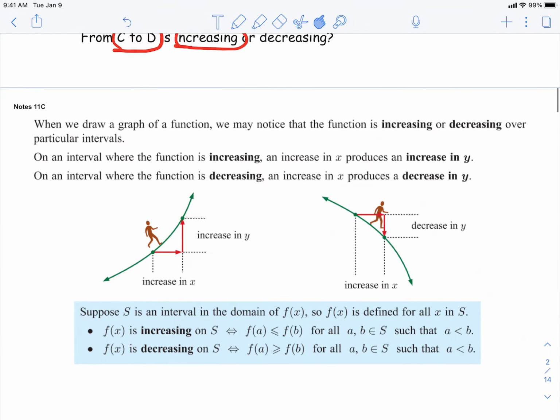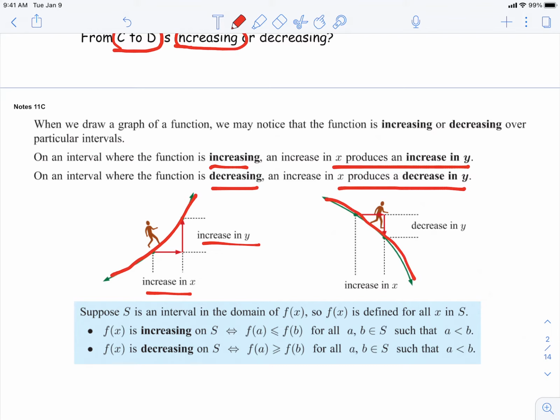When we graph a function, we may notice that the function is increasing or decreasing over particular intervals. So when it increases, the x is producing an increase in y. If it's decreasing, the x is having a decrease in y. So here are a couple examples. Increase in x, increase in y. Decrease in y, increase in x.